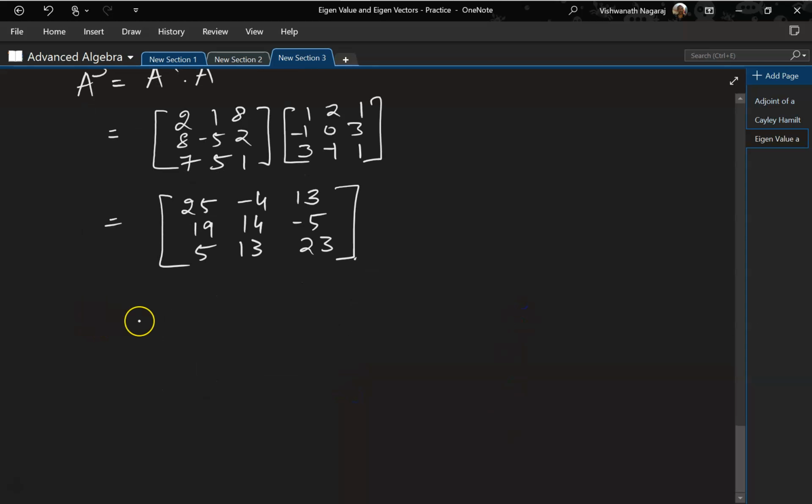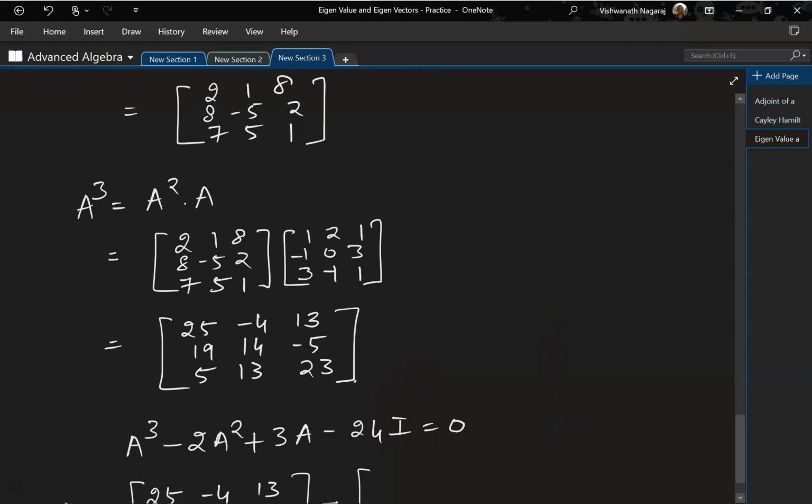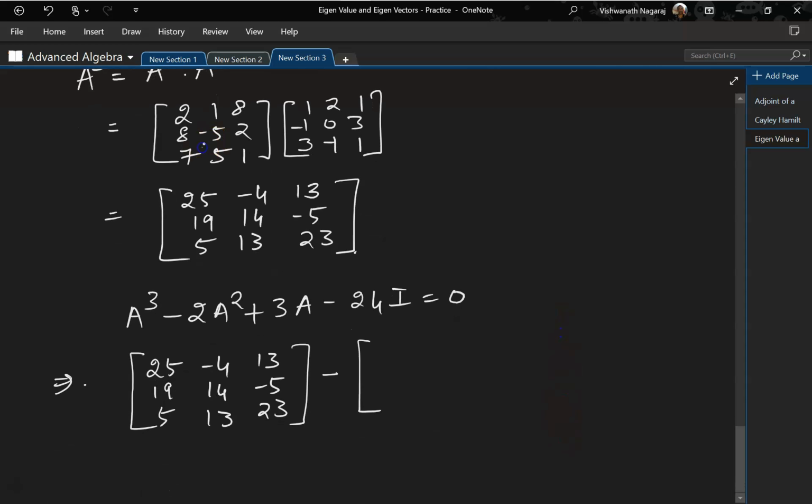And now we substitute these into our equation. A cube minus 2A square plus 3A minus 24I equal to 0. So this implies [25, minus 4, 13; 19, 14, minus 5; 5, 13, 23] minus 2 times A square. A square is [2, 1, 8; 8, minus 5, 2; 7, 5, 1]. So this gives [4, 2, 16; 16, minus 10, 4; 14, 10, 2].